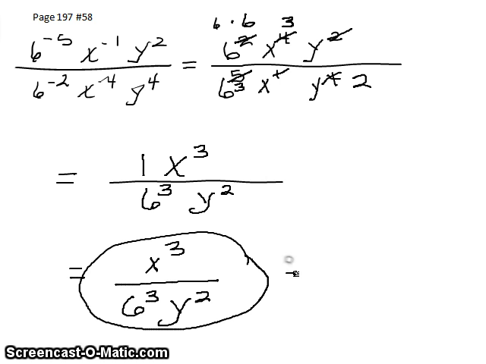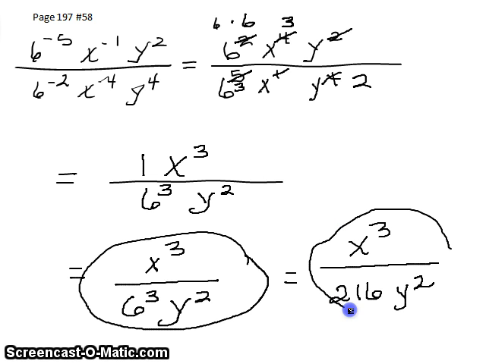Now, the final step here, I probably shouldn't have circled it yet, will be to evaluate the 6 cubed. We don't want to leave it at 6 cubed. When we actually have an integer that can be evaluated, go ahead and do your exponents, work them out. 6 times 6 times 6 gives me 216. Y squared. And now I can circle it. Now I'm actually done my problem.